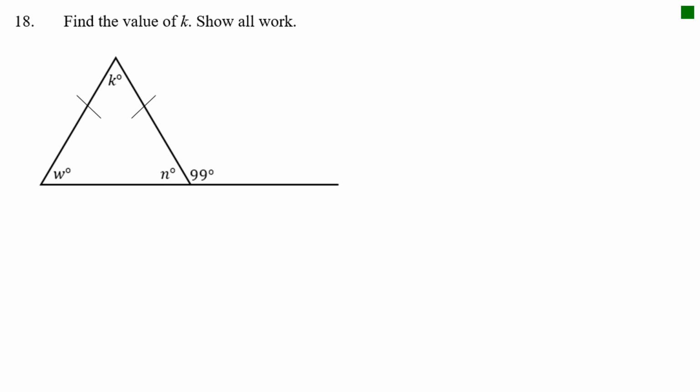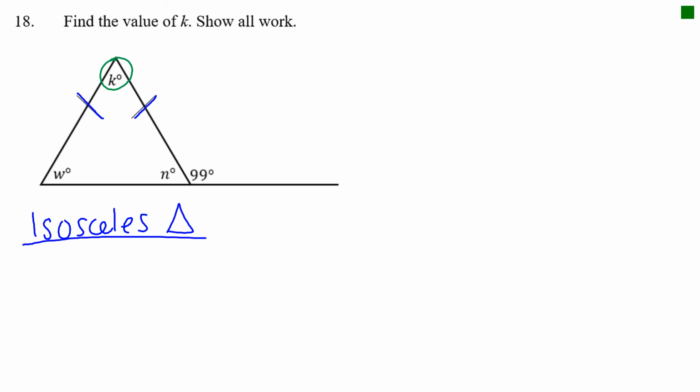Number 18, find the value of K and show all your work. Here's K, so we're trying to find that top angle. Now, we're given all the information that we need in this diagram. First off, we're given a triangle that has 1 tick mark on the left, 1 tick mark on the right, which tells me that those 2 sides are congruent. If I have a triangle with 2 congruent sides, that tells me that what we have is an isosceles triangle.